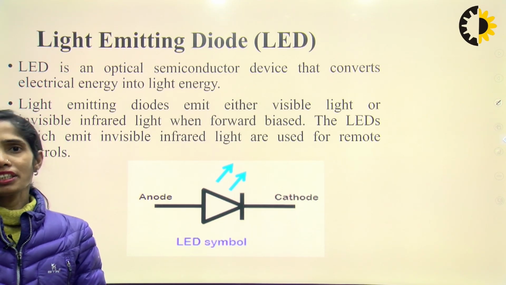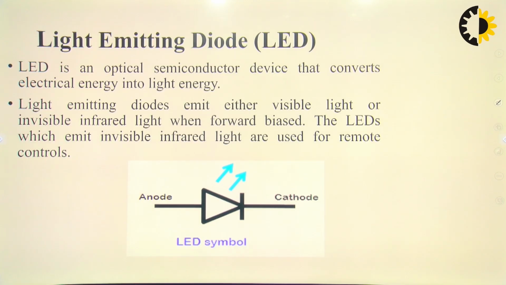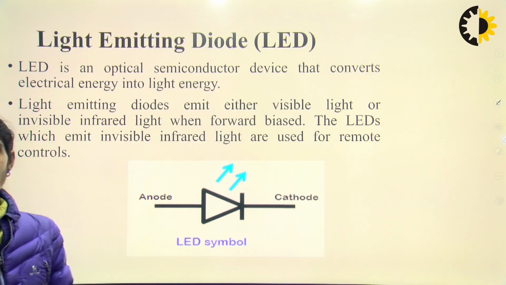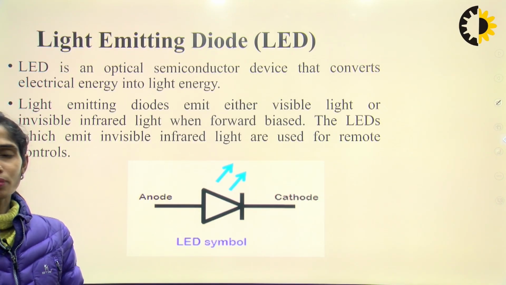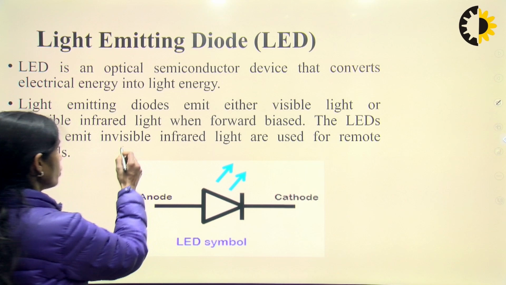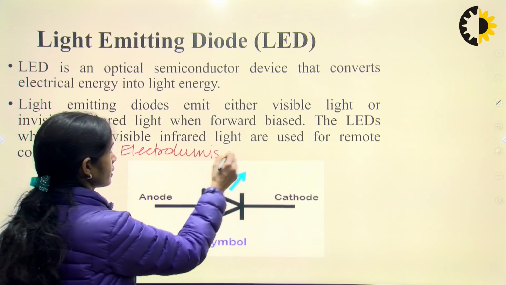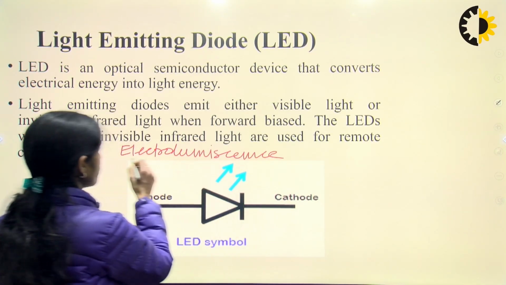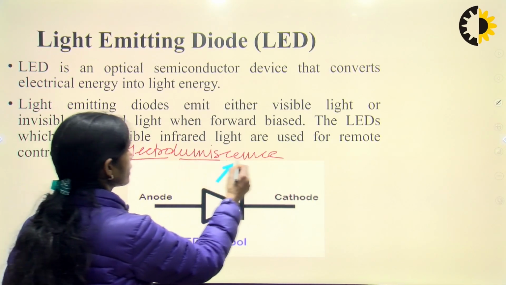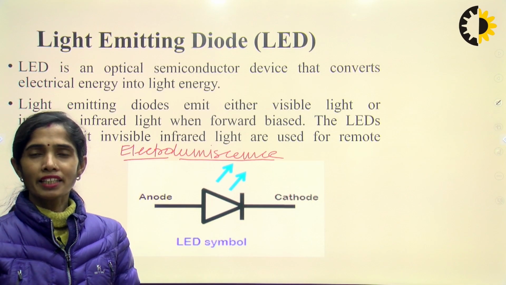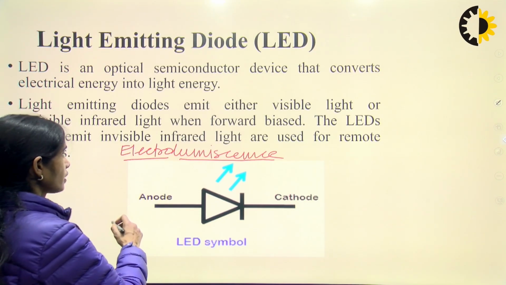LED is a light emitting diode. This is basically a device which converts electrical energy into light energy. First we are going to see its basic principle. The LED is based on the principle of electroluminescence. Electro means electricity, luminescence means light. So it converts electrical energy into light energy, and this is the symbol of the LED.